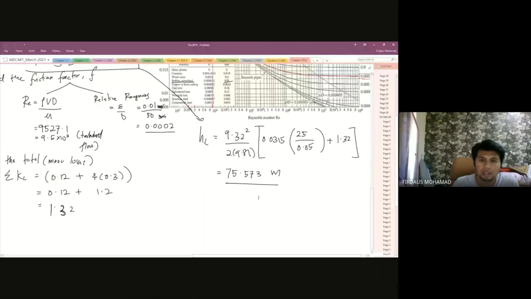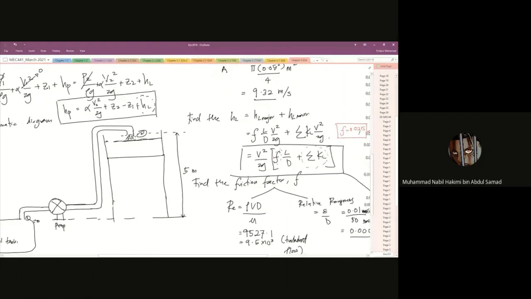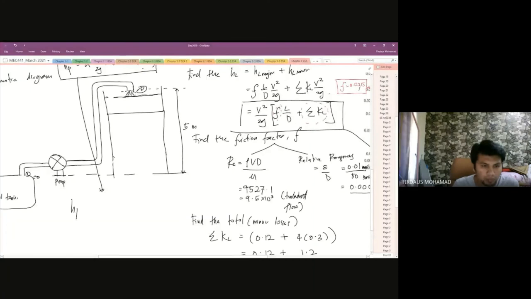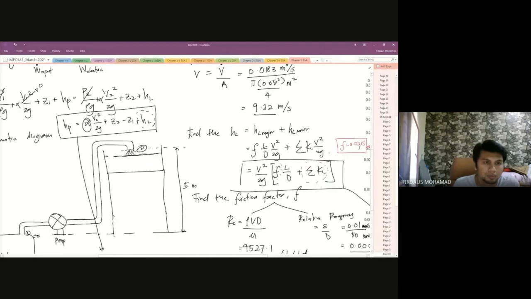Okay, so kita dapat HL. Sekarang ni we need to find HP. HP question dia macam mana tadi? Alpha. So help. Okay, so cari HP ni. Alpha equal to 1.05. Ambil alpha equal to 1.05 for the exit. Okay, so correction kinetic factor for the exit.